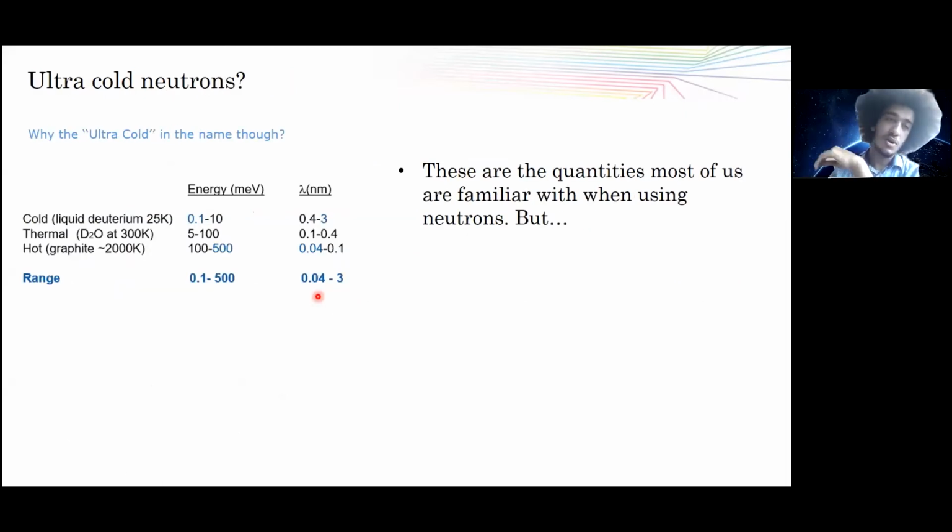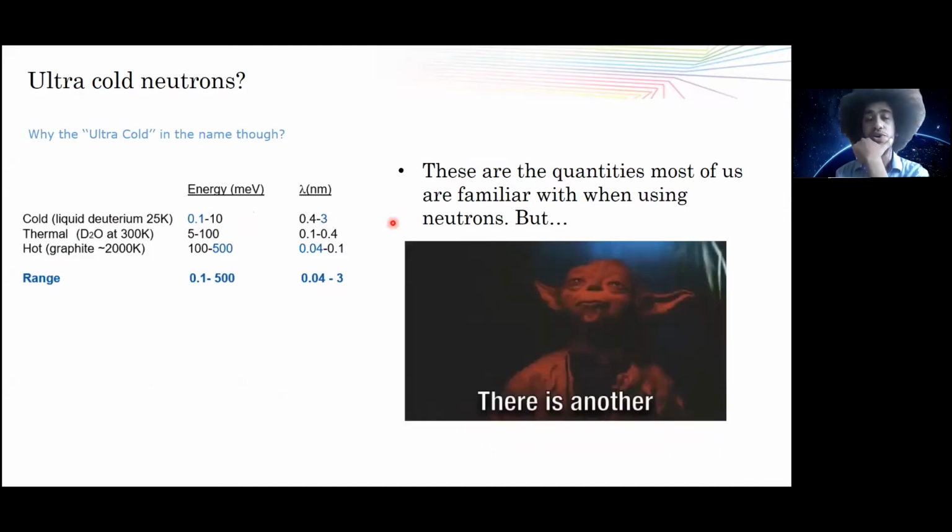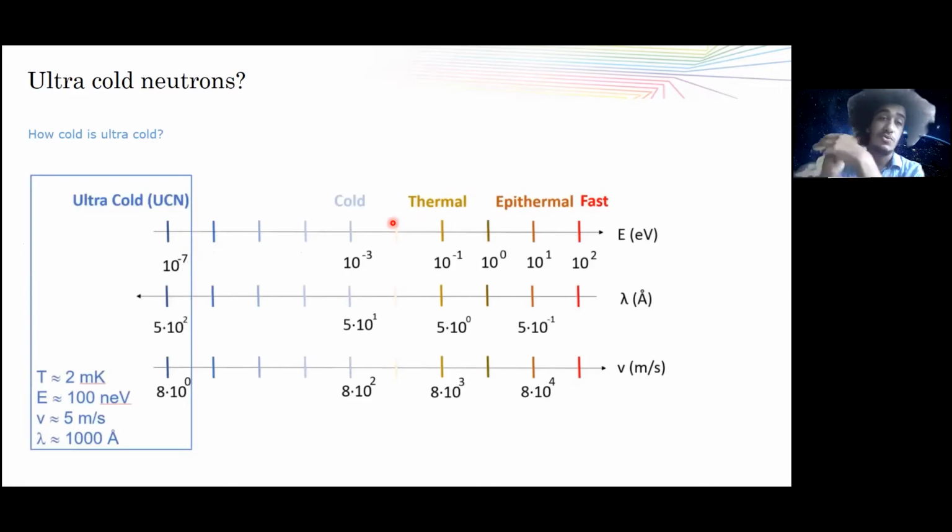And so for most of us, we are familiar with these quantities, the cold neutrons, the thermal ones, and the hot ones, depending on what kind of experiments you're running at the ILL. But it turns out that there is another type of neutrons, which are called ultra-cold neutrons. And the first question that would pop into my head was, how cold is ultra-cold, basically? And so it turns out it's pretty cold.